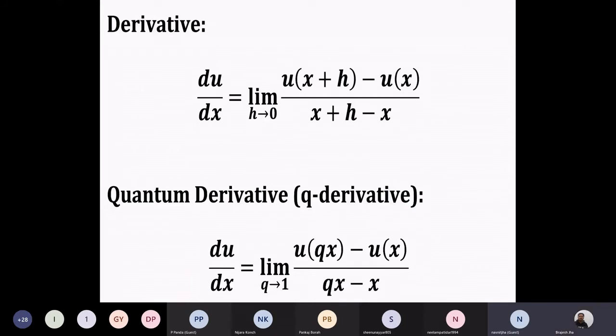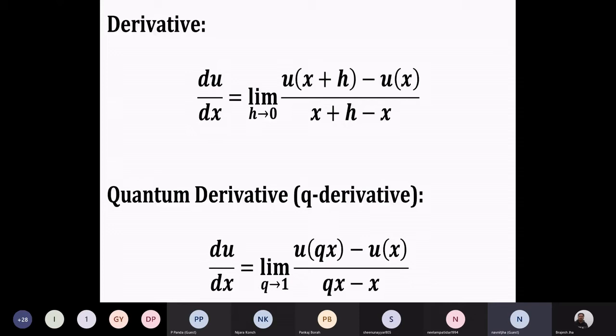Yes, sure, sir. Now, again coming back to the definition of derivative. What we know is du by dx is basically limit h goes to 0, u of x plus h minus u of x by h. What is this h? This is nothing but x plus h minus x. Actually, here I am putting plus h.